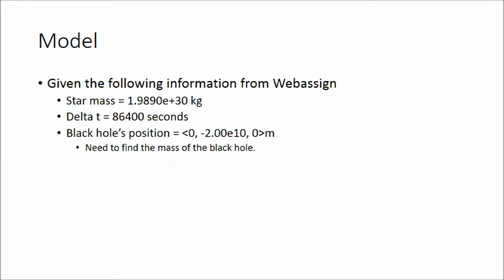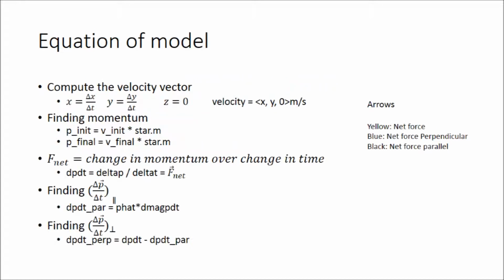Now here are the equations from the code. First, we need to calculate the velocity of the star, shown in the first equations. Using the velocity, I found the star's momentum by multiplying the star's velocity by the star's mass. Using the initial and final momentums, I calculated F net equaling dp/dt, which is equal to the change in momentum over the change in time, which is all stated in the momentum principle.